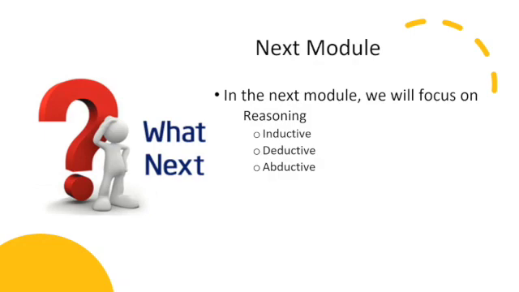So far, we have talked about prior knowledge and scientific investigation that relate to scientific reasoning. In the next module, we will focus on 3 types of reasoning: inductive, deductive, and abductive reasoning.